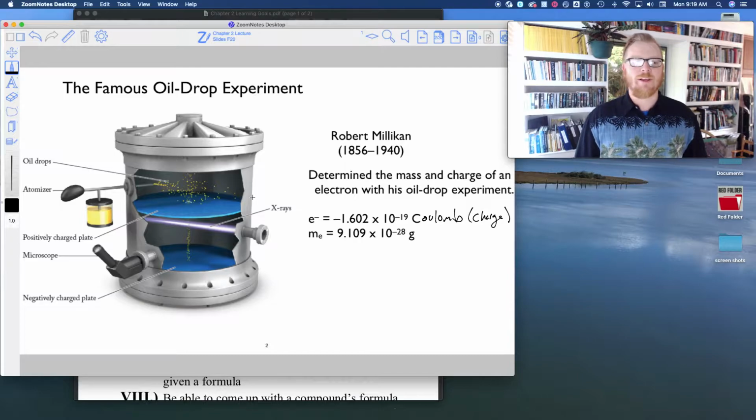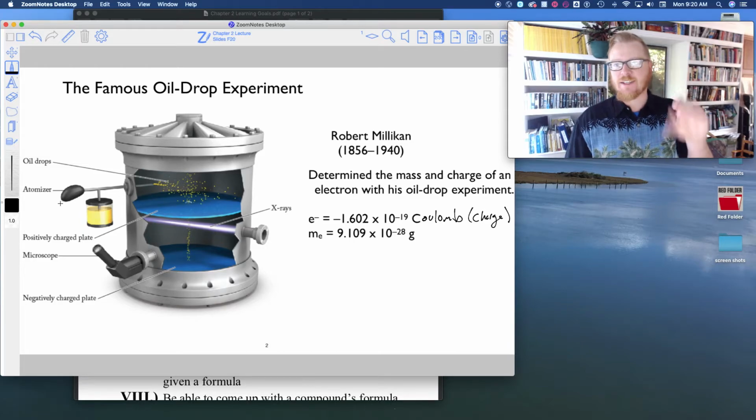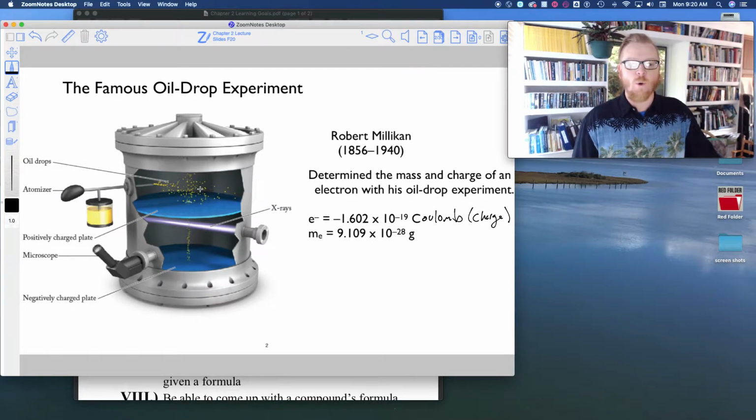So how was Robert Millikan able to do this? Well, in this experiment, he had this large chamber, and it had a positively charged plate and a negatively charged plate. That's these blue plates here. He also had an atomizer. So an atomizer is also very similar to a vaporizer or a nebulizer. So you can put some liquid in it and squeeze this bulb, and it's going to push out like a cloud of particles. In this case, oil particles.